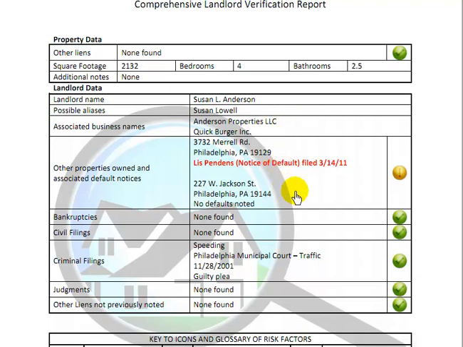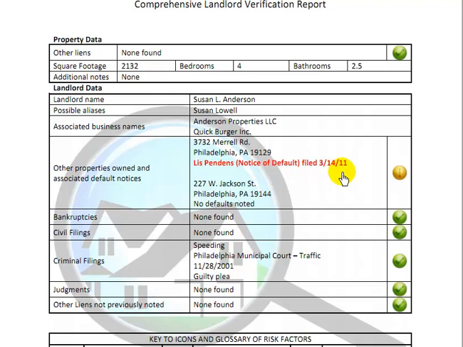Now here's a piece that we feel is very important, and we don't believe that this is information that any other source provides for you. We will look at other properties owned by the same person. What we found here is that Mrs. Anderson owns 2 other properties. Now, why is this important? Well, one of these properties has a notice of default filed against it.